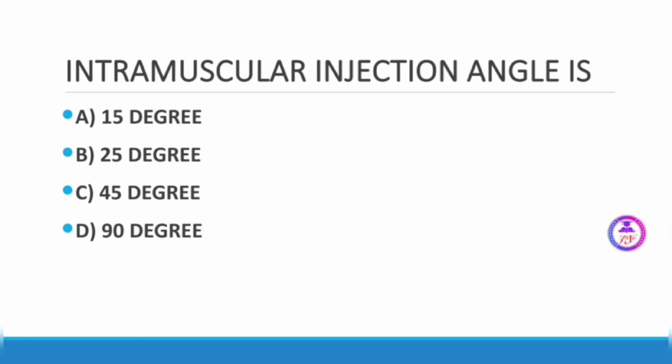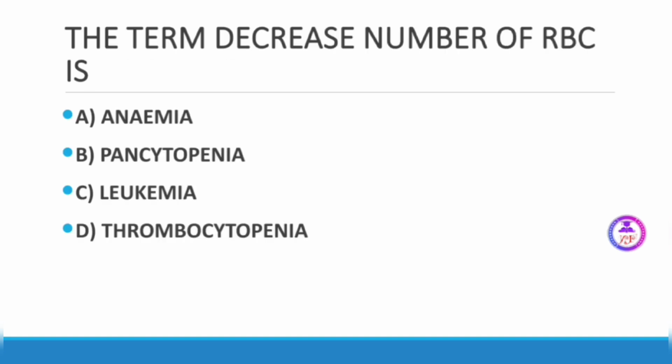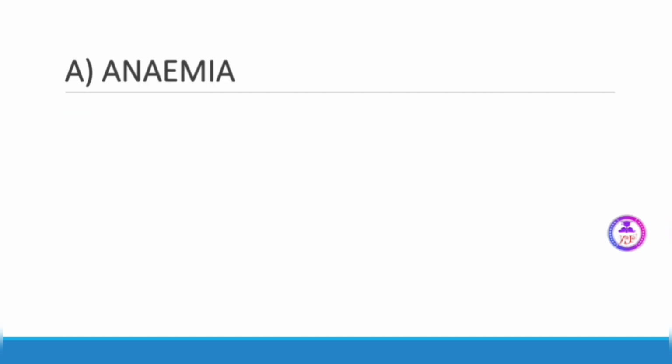Intramuscular injection is given at which angle? 15 degree, 25 degree, 45 degree, 90 degree. Here the answer is the intramuscular injection is always given 90 degree. The term decreased number of RBC is, the number of RBC decreases: anemia, pancytopenia, leukemia, thrombocytopenia. Answer is anemia.